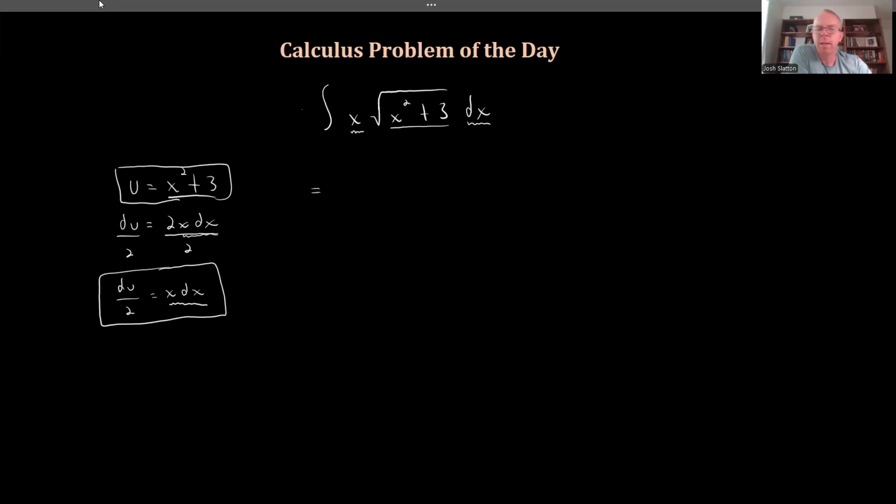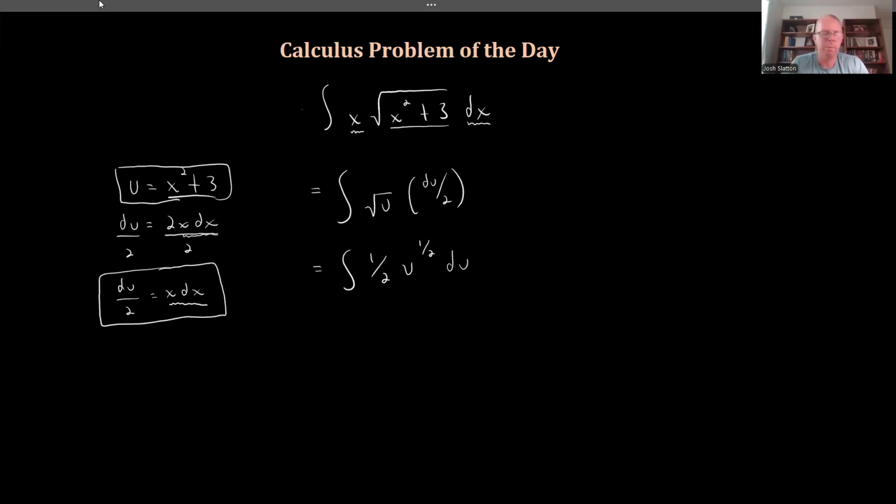And so now we can make this substitution. Square root of x squared plus 3 becomes the square root of u. And then we have du over 2 is going to replace the x dx. So we'll put this like this for now. And so let's rewrite this and then we'll integrate. So let's pull the 1/2 out, and you could pull it out inside the integral if you wanted. And then we'll write this as u to the 1/2 because it's easier to integrate that way. So we have 1/2 u to the 1/2. And now it's just very easy.